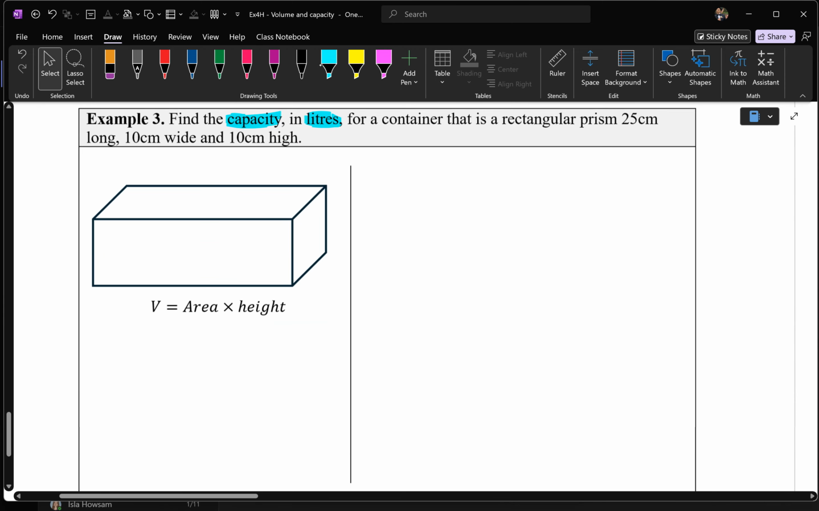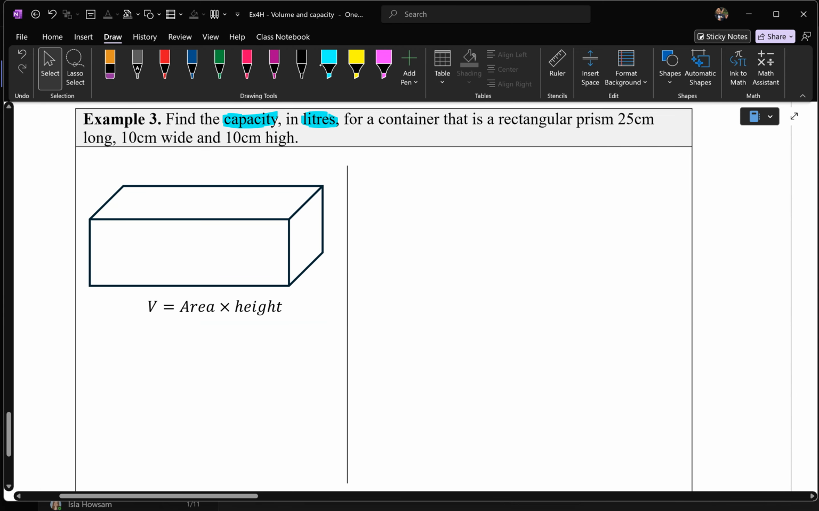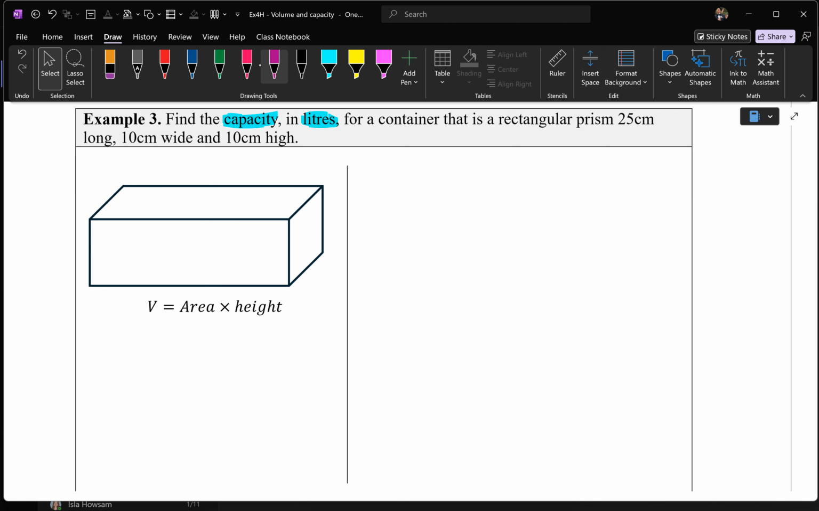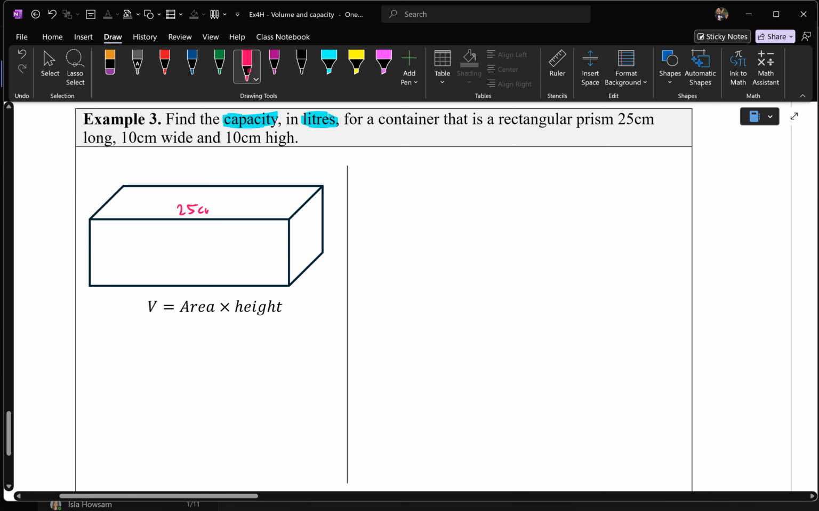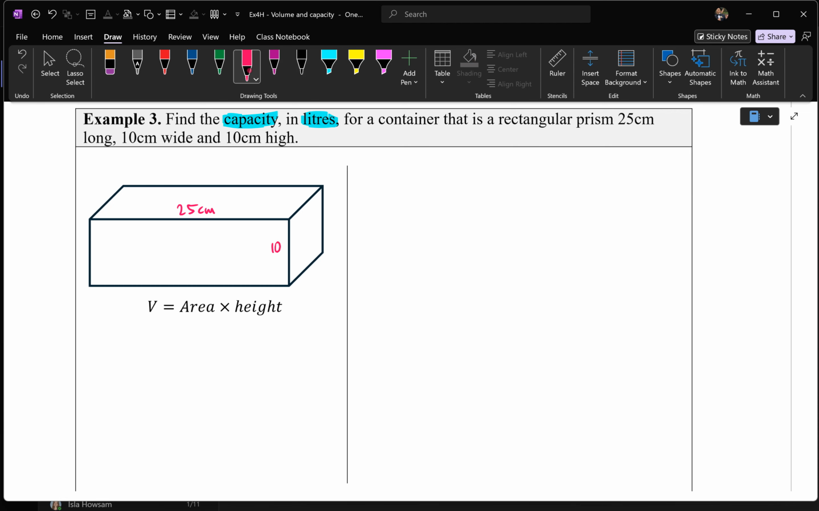So for this question here, we know that for a container that is a rectangular prism 25 centimeters long, so we know that it's 25 centimeters long. We know it's 10 centimeters wide, and it's 10 centimeters high. So 10 by 10. So it looks like they're all the same length there. So this is 25, and that's 10 centimeters. So volume, again, you've got to just find the area of any shape. So I'm going to find the area of the front, just because I can.